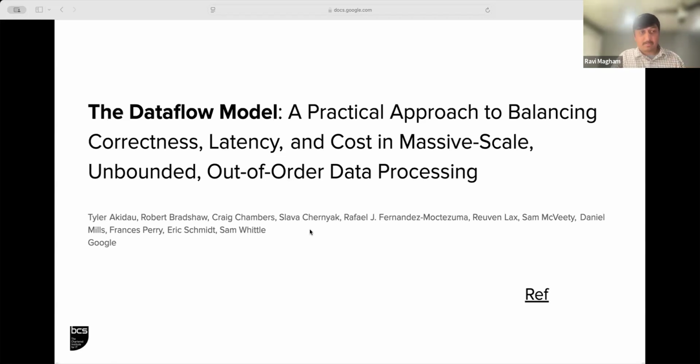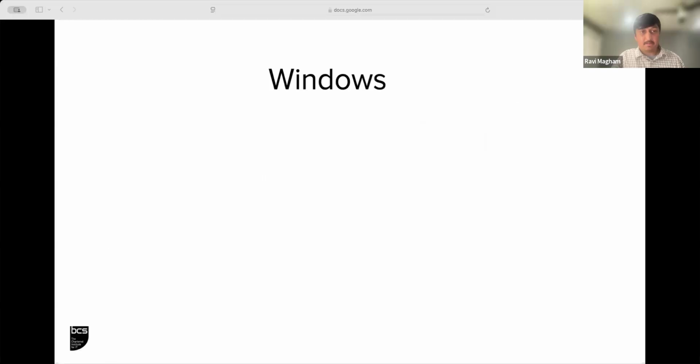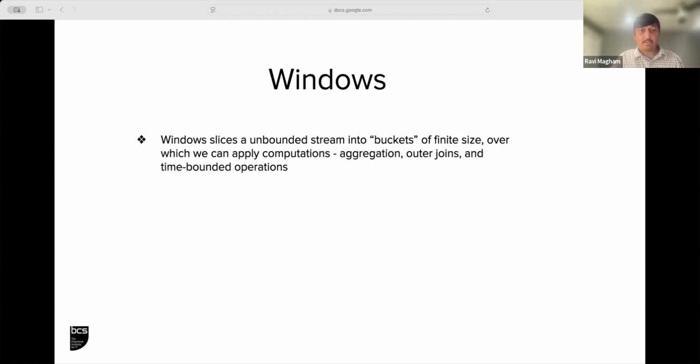So we'll go through the concepts that have been raised in this paper. The first and foremost is Windows. Windows allow a mechanism to break down your input stream of data into slices, so you could perform various kinds of computations on top of that window. This looks similar to saying, why don't we just break down into batches as in batch processing, but it slightly differs in that the window is a first class primitive.